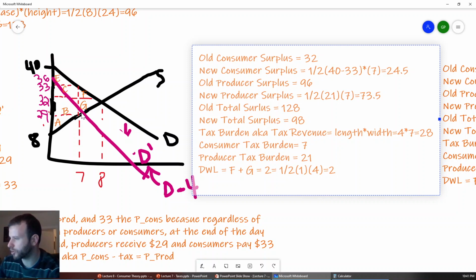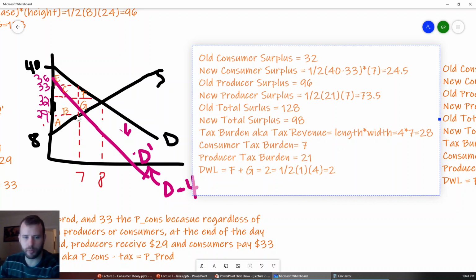Okay, so all of our answers are internally consistent. They all make sense and they all align with each other. So this is the full answer. We have the equilibrium quantity with the tax is 7.